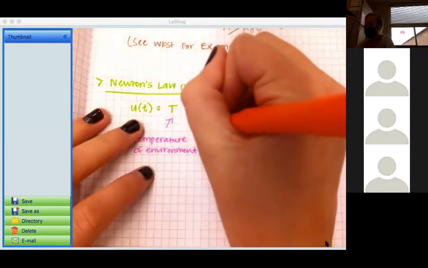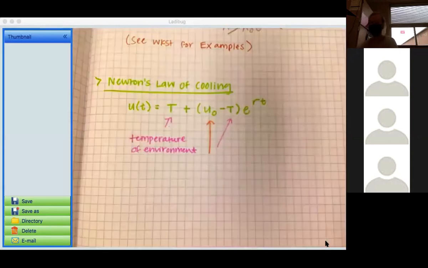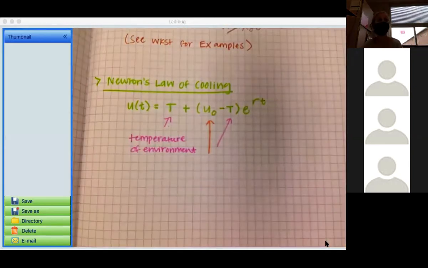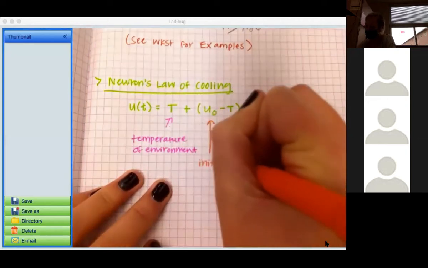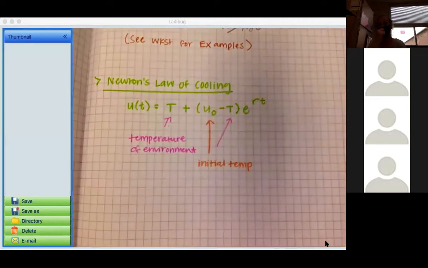What do you guys think U sub 0 is? It says sub 0, so what do you think? The initial temperature of Jack's icy or the initial temperature of my coffee. So this is your initial temp. What is R? The rate. What is T? The time.